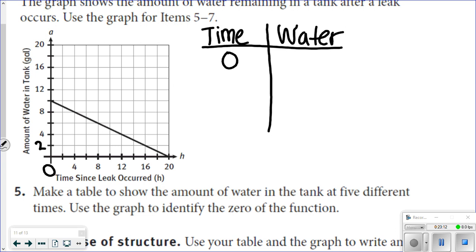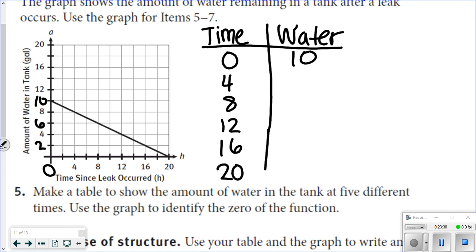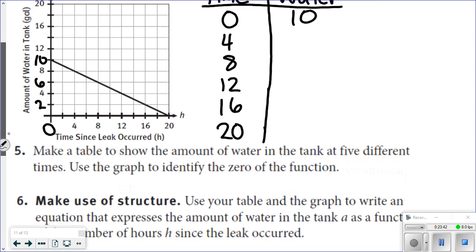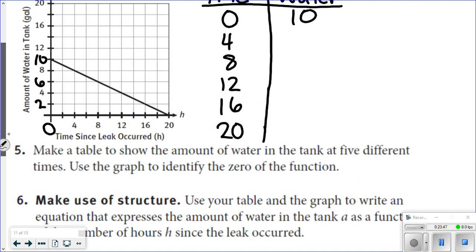2, 6, this is 10, so there's 10 gallons of water. And then you could do like 4, I see 8, 12, 16, 20. So go ahead and fill in your table. How much water is left? And then it says use the graph to identify the zero of the function. And then you can pause the video, and I want you to answer question 6, please, and question 7. You can do it. Try your best.